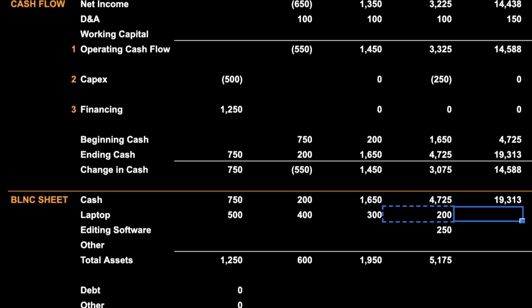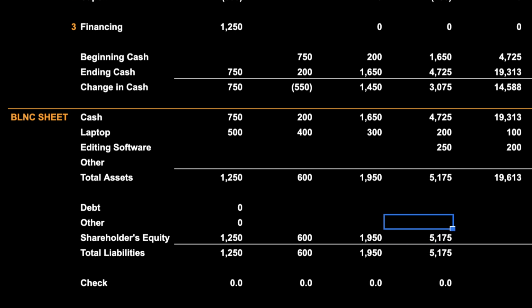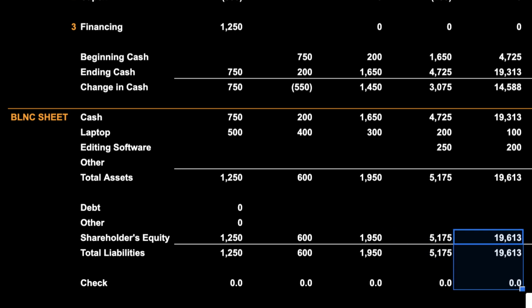Our laptop is going to depreciate by another $100, and our editing software is going to depreciate by 50, for a total of 150 of depreciation, and that brings our total assets up to 19,000. Taking the shareholders' equity from the previous year and adding our net income means the balance sheet balances again.